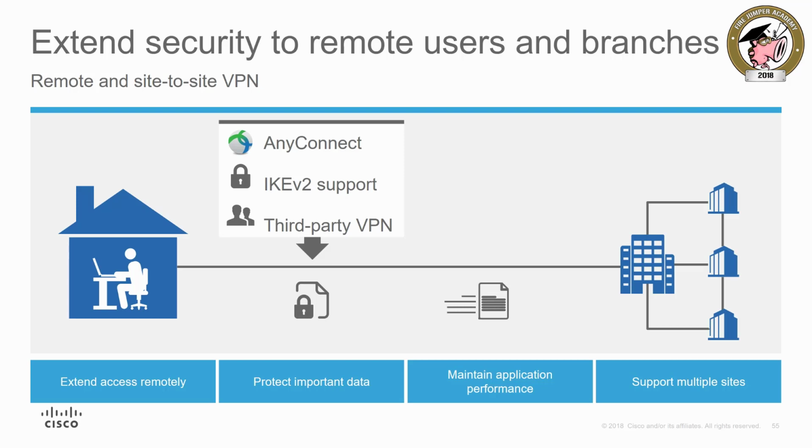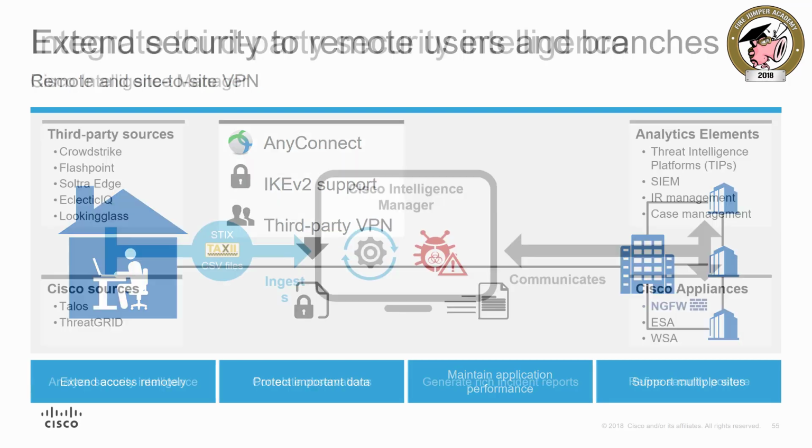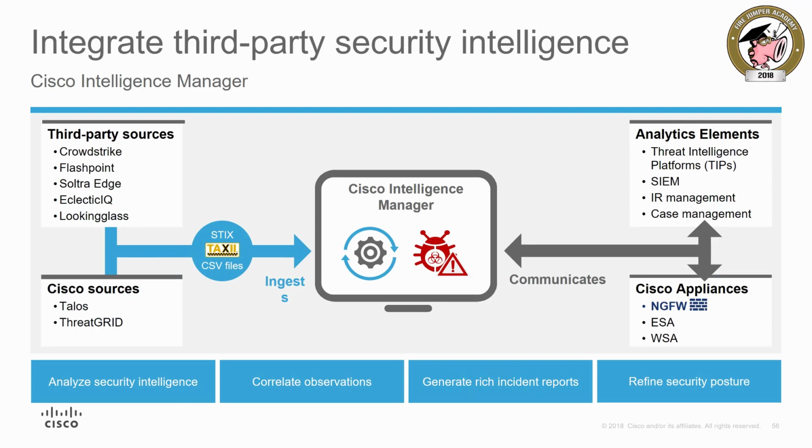Cisco Intelligence Manager runs on the Cisco Firepower Next-Gen firewall to integrate third-party sources of threat intelligence in addition to the Cisco sources. It enables you to operationalize intelligence from a variety of sources with support for critical file formats, namely STIX, TAXII, and CSV files, and support many types of security feeds including IP, domain, URL, SHA-256, and email-based observables. It then communicates this intelligence to Cisco security elements, be it analytics elements or physical and virtual appliances.